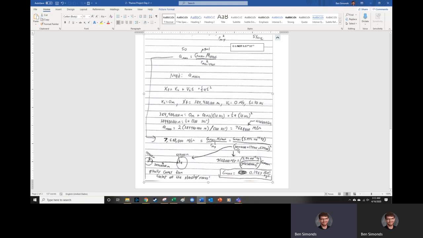So we add the distance between the 2 objects plus the radius of the moon to get to the center of the moon plus the radius of the planet to get to the center of the planet. And that gives us our total gravitational distance. You can see that picture right here. The distance between them plus the radius of the moon plus the radius of the planet. That gets us our gravity force distance. So now we do the math.